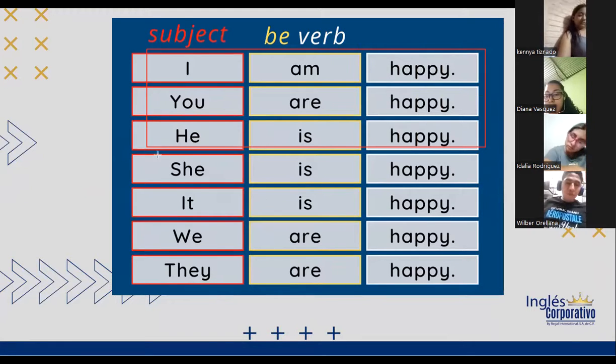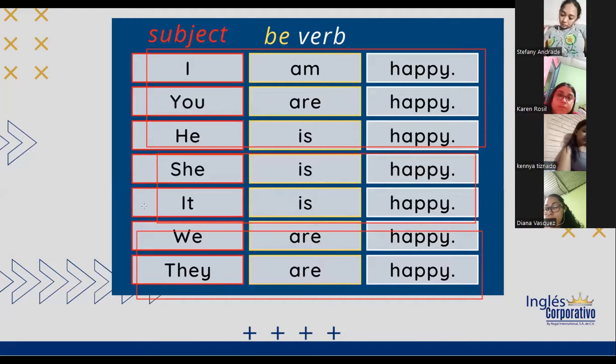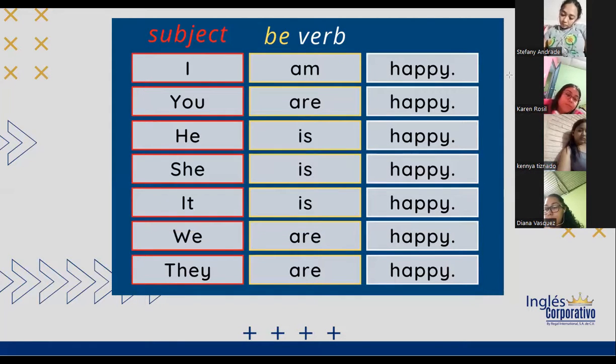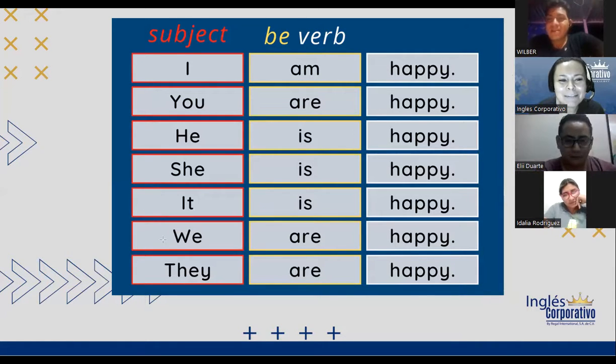Let's go next one. Idalia, the next two. She is happy. He is happy. We are happy. Okay, finish, please, miss. No problem, no problem. Tell me. Will, oh, I can see Wilber raising the hand. Just tell me, Wilber. Wilber Orellana.